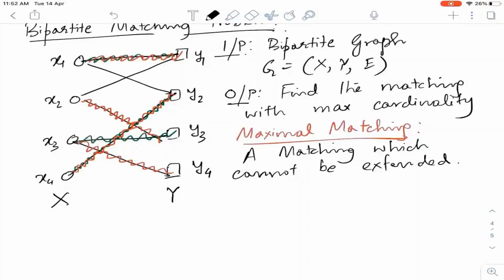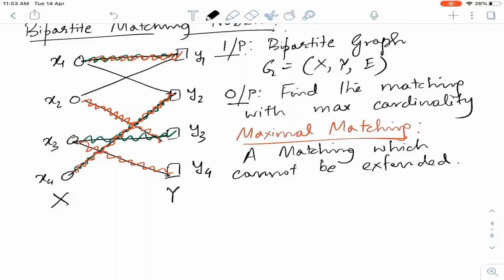Greedy. Good. There is a greedy answer. Try all subsets of edges. Very good. That's an even better answer. Unfortunately, that's an exponential time algorithm. So yeah, if you try all possible subsets of edges, you will end up finding the maximum matching. But that's not something which we want, right? We want a polynomial time algorithm.